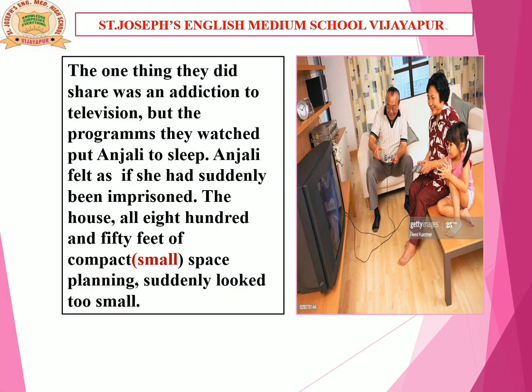Next, the one thing they did share was an addiction to television, but the programs they watched put Anjali to sleep. Anjali felt as if she had suddenly been imprisoned. The house, all 850 feet of compact space planning, suddenly looked too small. See, children, in this para, when Dada and Dadi wanted to see their programs, Anjali used to go to sleep. Anjali felt as if she had suddenly been imprisoned. Imprisoned means she had been caged.